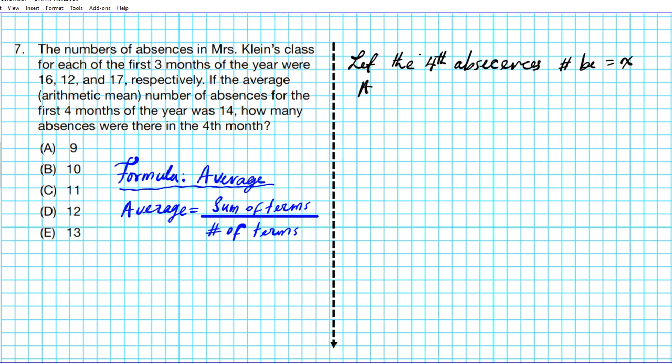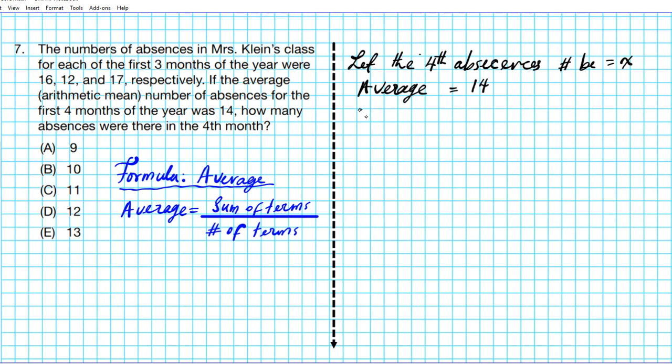What's the given average here? The average of all four numbers. It says the number of absences for the first 4 months of the year is 14. So average is going to be 14.